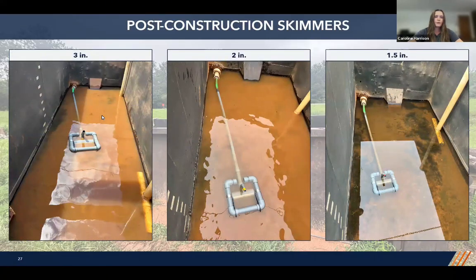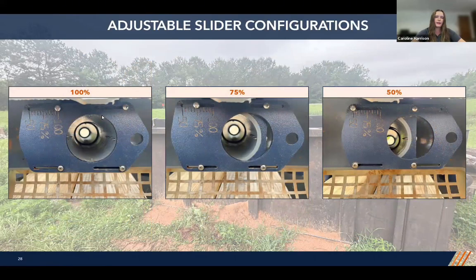So for our 3 smaller post-construction skimmers, these have kind of the same design as our sediment basin skimmers, but they're approximately 5% heavier because of the materials used. These also, like our sediment basin skimmers, have a circular orifice, and these were evaluated using an adjustable slider. So 3 slider configurations were tested for these: 100%, 75%, and 50%. And all of these were tested with that ventilation pipe.